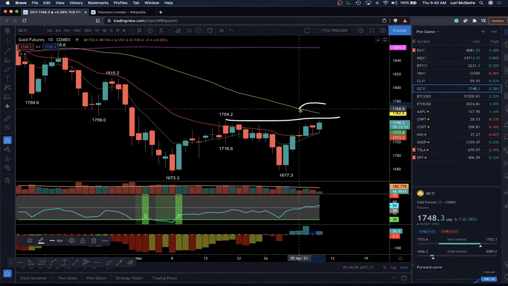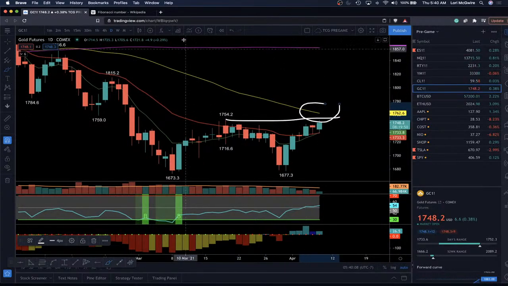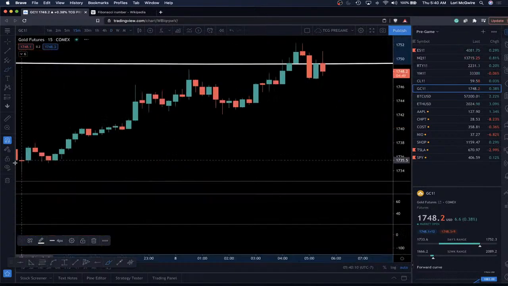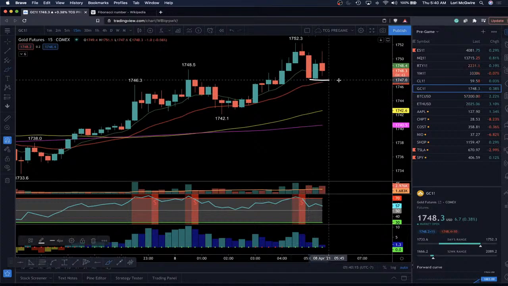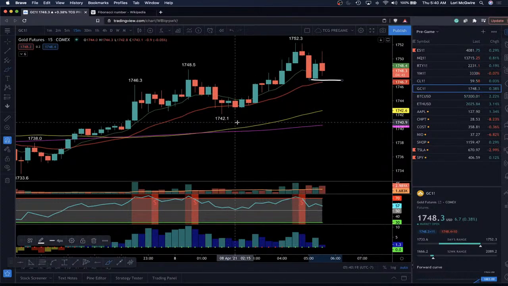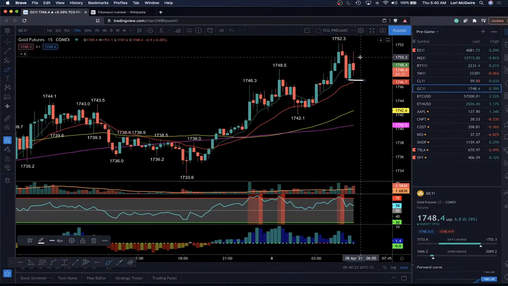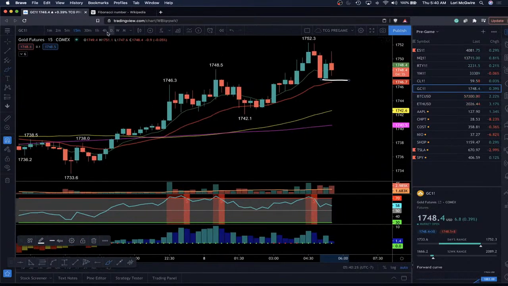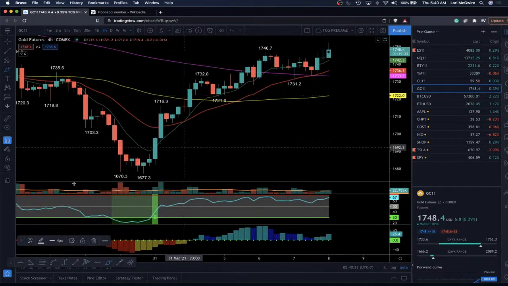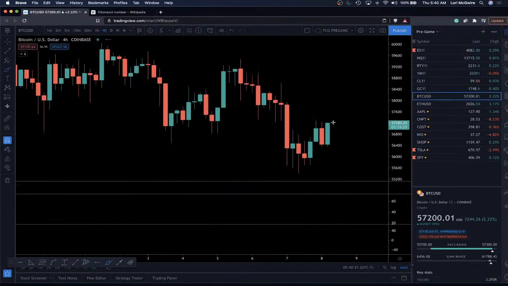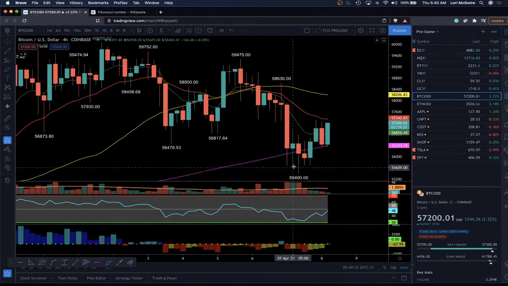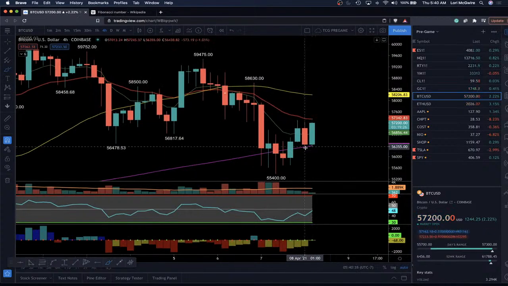So we have the yellow line, the 50 MA overhead at 1762.60. Shorter term time frames, gold bulls are in charge. 1747 is your key support. And then 1742 resistance, 1752. So if you are long gold, I would stay long gold as long as this 4-hour uptrend continues. Now let's go look at crypto. Crypto 4-hour. The bulls have an inside bar.